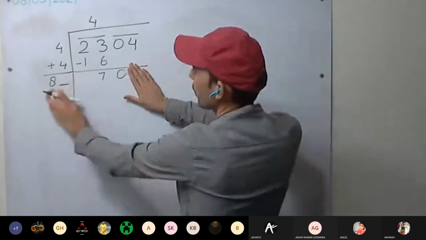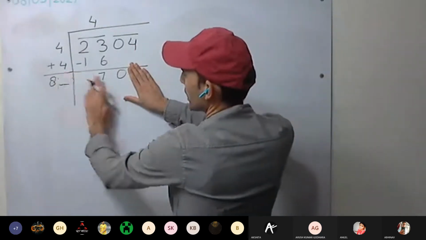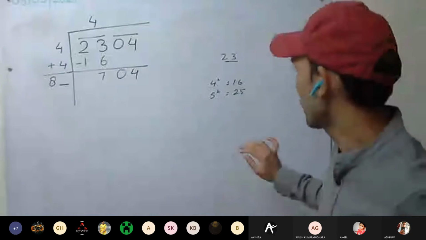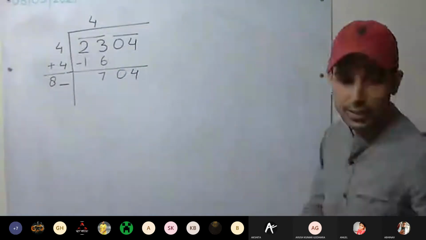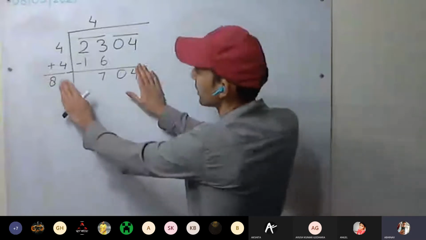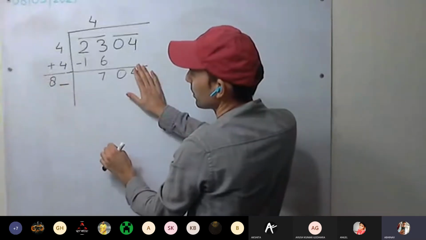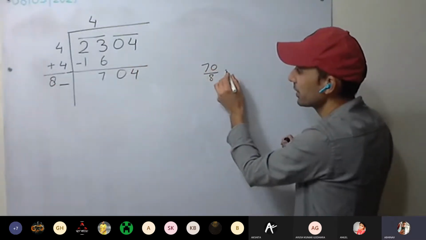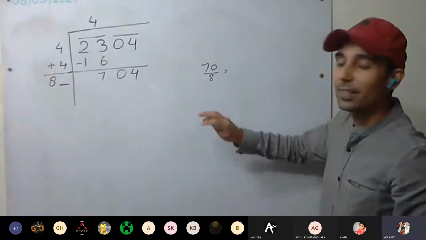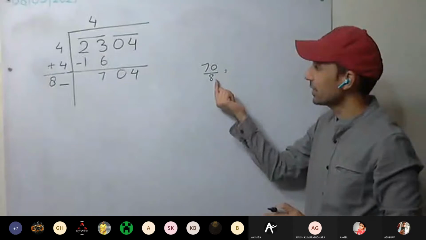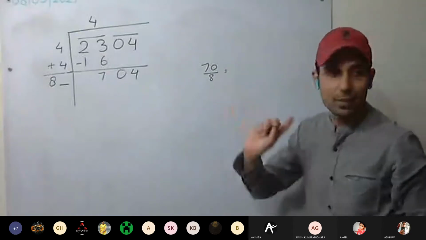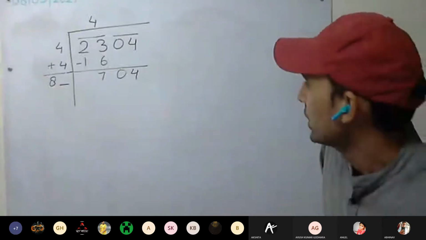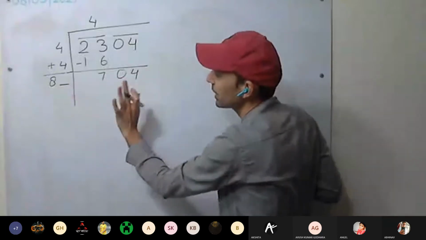So by what should we multiply 8 nearly? Try to divide 70 by 8. I know 8 is going to be the answer, but for example, we do not know. By what number should we multiply? So the nearest is 8 9s are 72, 8 8s are 64. For example, we are taking 9. Just see here, we are assuming that it can be 9.